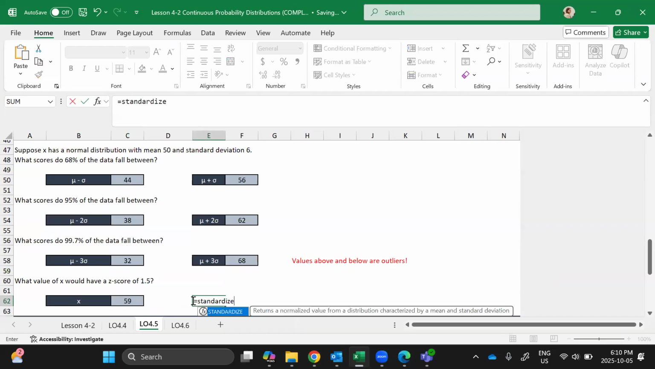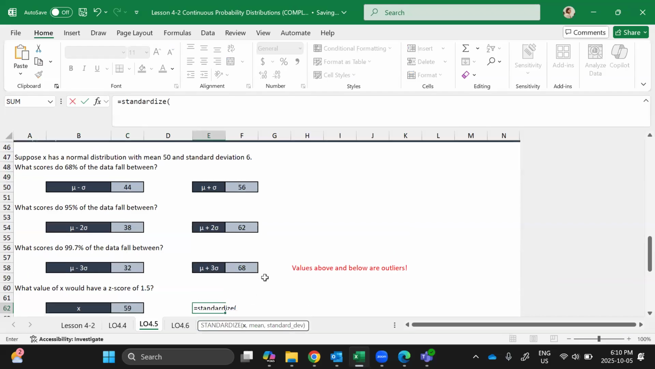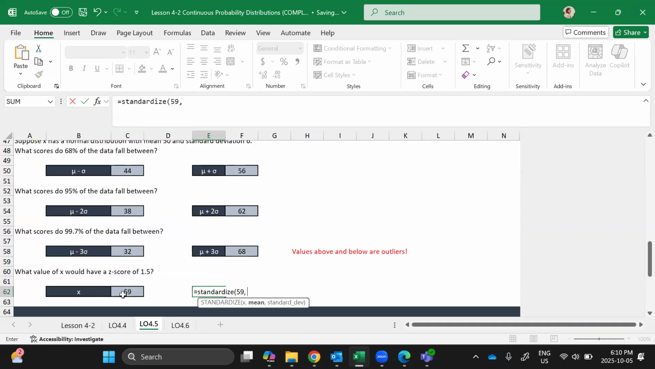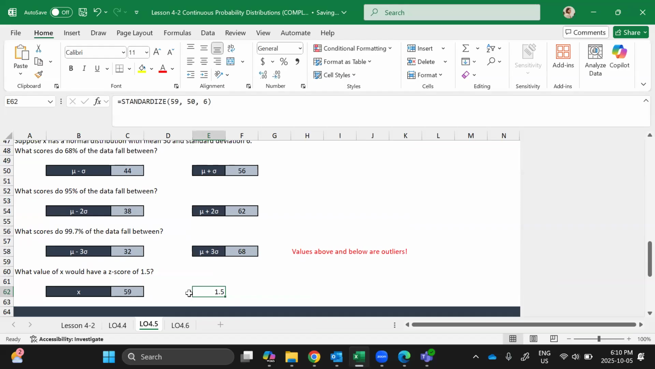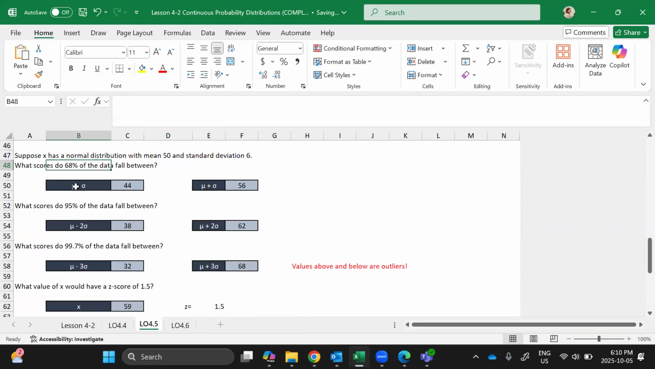To test that that's true, you could use the standardized function and say, does the value 59 with a mean of 50 and a standard deviation of 6 come out to a Z-score of 1.5? And it does. So it shows you can go both directions, that the empirical rule and the Z-score formula are related, that the empirical rule just gives you specific percentages associated with how many standard deviations away you are from the mean, and they're also associated with Z-scores.